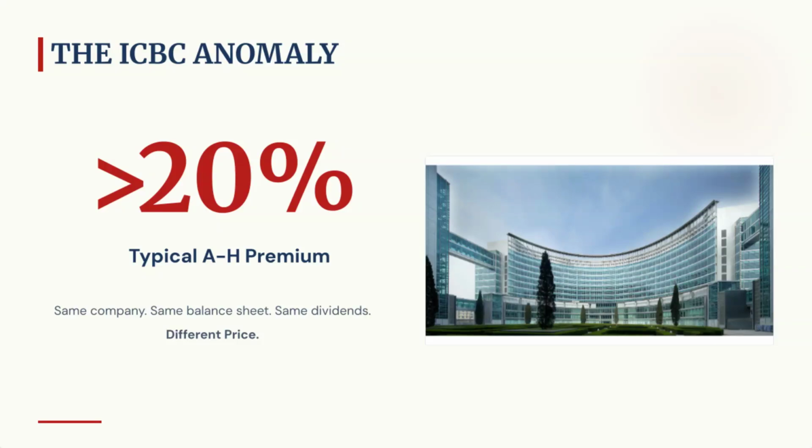Let's take one company, Industrial and Commercial Bank of China, ICBC, one of the largest banks in the world by assets. The same institution, the same balance sheet, the same dividends. Now take that company and look at its share price in Shanghai, and then look at its share price in Hong Kong. On any given day, the Shanghai listed shares can trade at a meaningful premium to the Hong Kong listed shares, sometimes 20% more, sometimes more than that. The same company, different price, different city, different investor base.